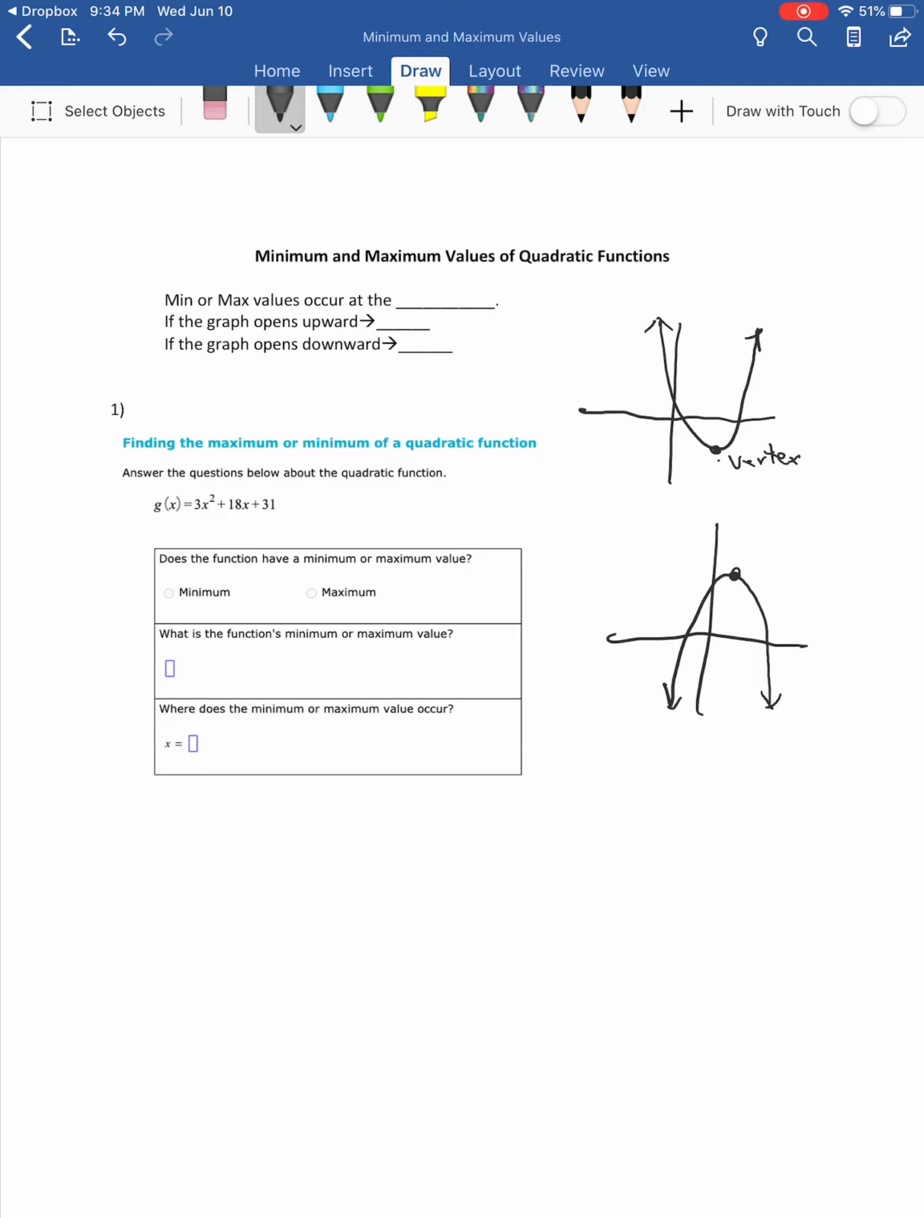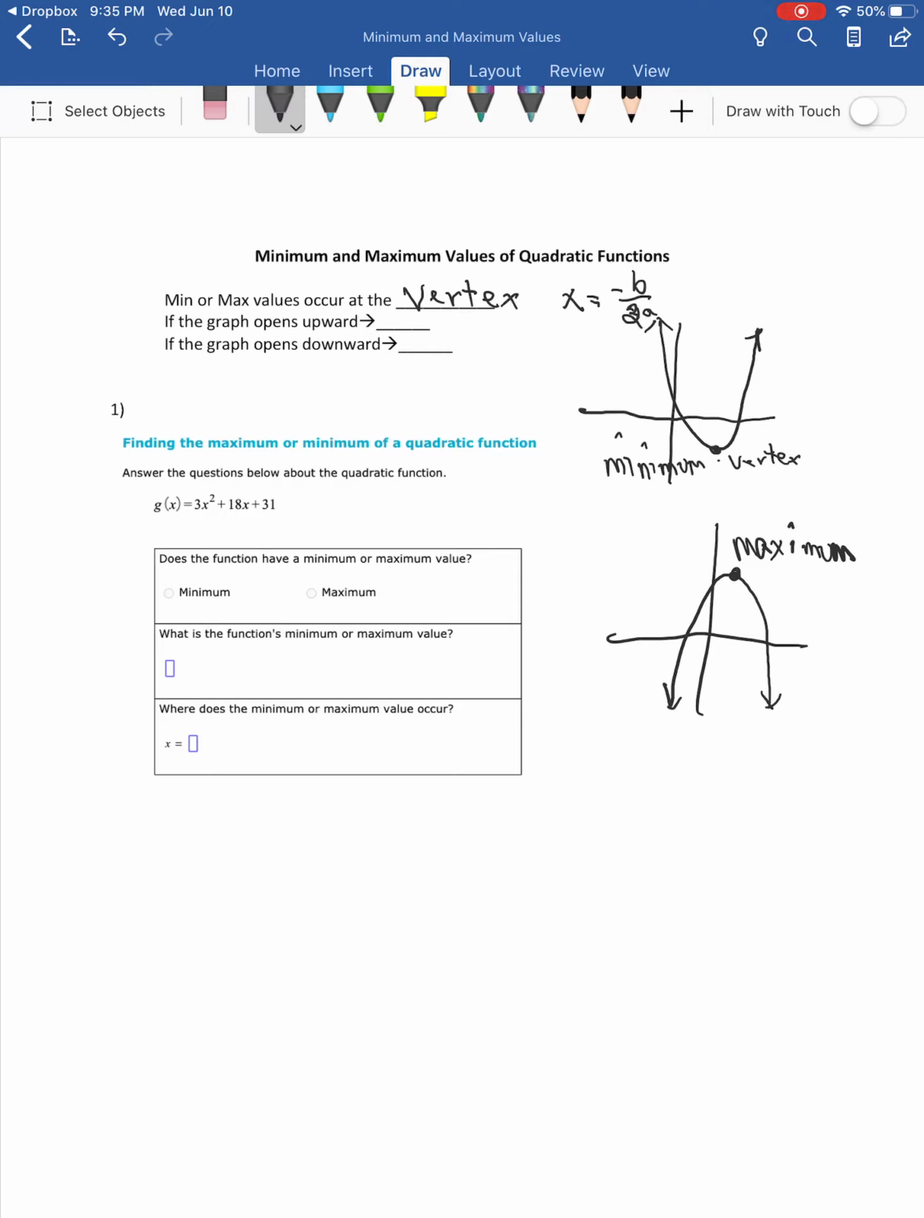So what's significant about the vertex is it's either the lowest or the minimum point on the graph, or the highest. So that's right, minimum. And this one's the highest point or the maximum. Okay, so minimum or maximum values occur at the vertex. And remember, to find the vertex, it's x equals negative b over 2a.